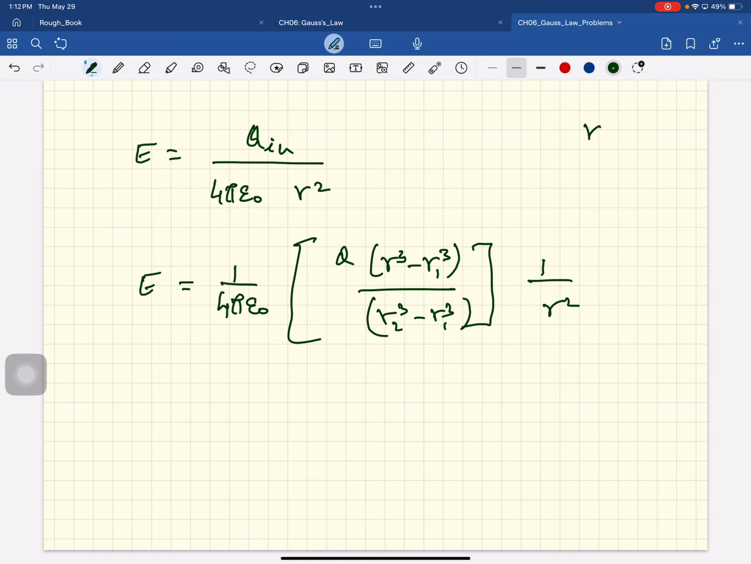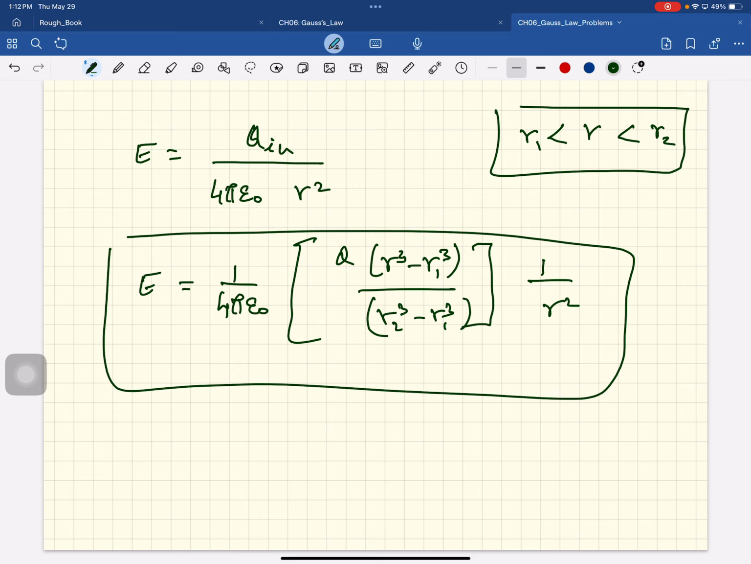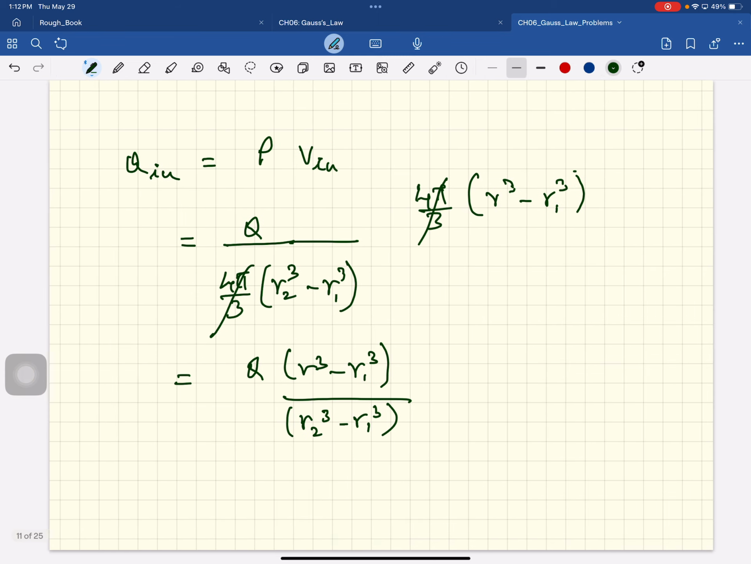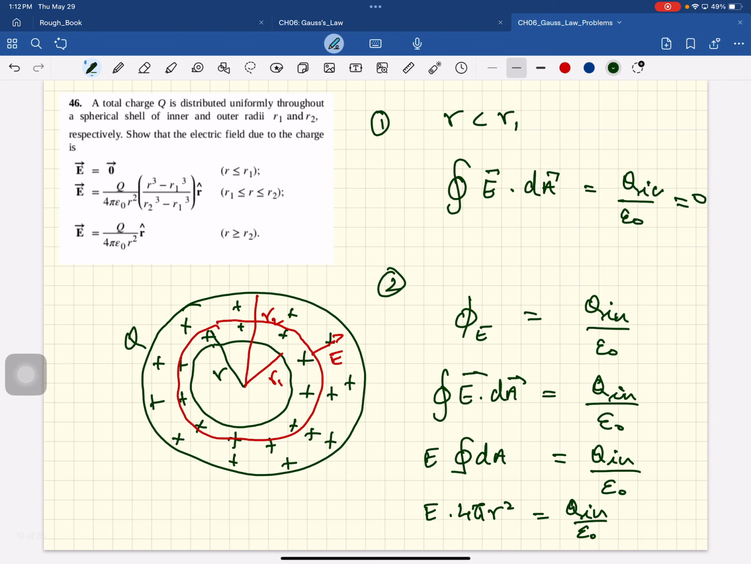So for R between R1 and R2, this is the electric field. And that was this expression. This is the charge inside. Just messy expressions, but just using Gauss's law.